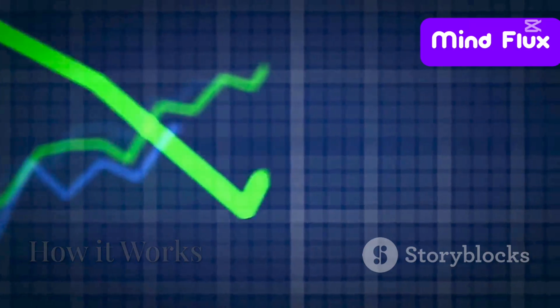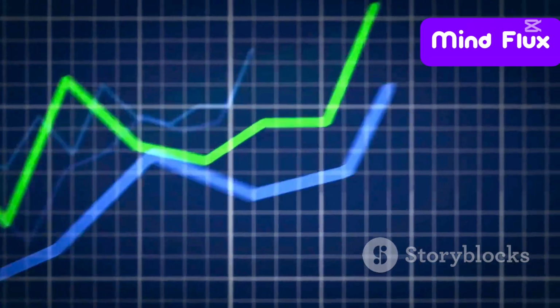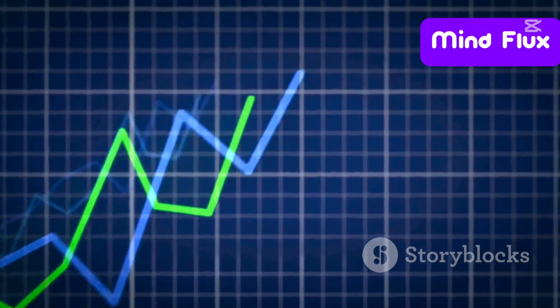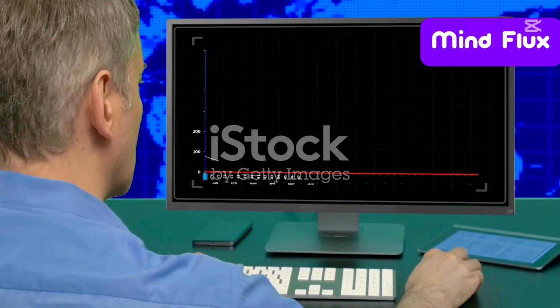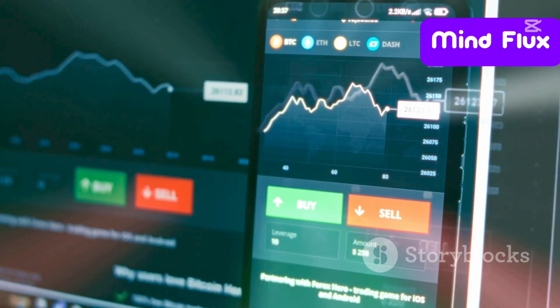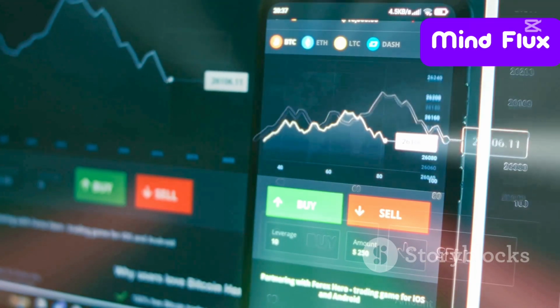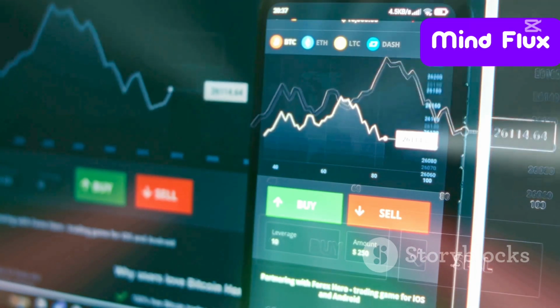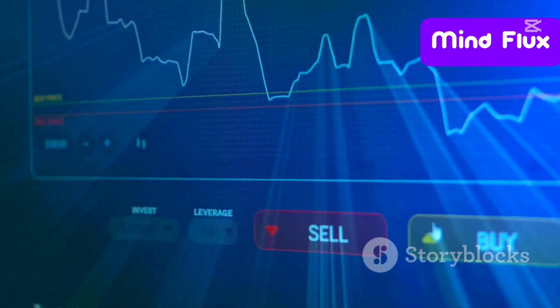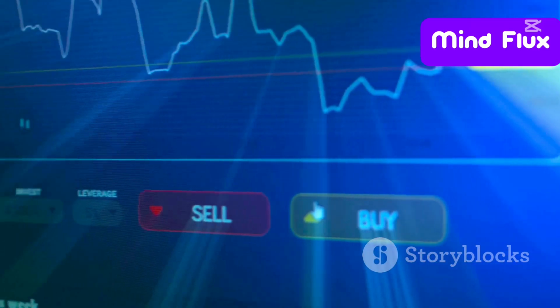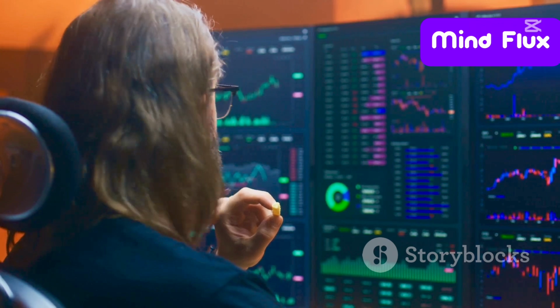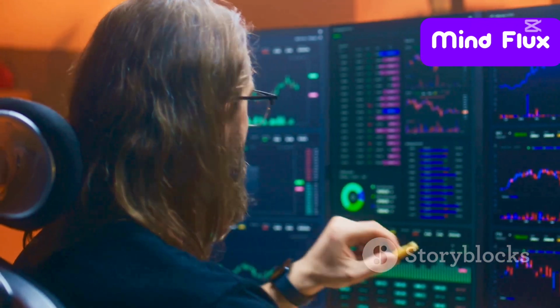How it works. First, we watch for price touching an outer Bollinger Band, either upper or lower. This flags a potential extreme. Next, we check RSI for confirmation. If RSI is in oversold territory and turning up, a buy is likely. If RSI is overbought and turning down, a sell is likely. This multi-indicator check helps filter out false moves.